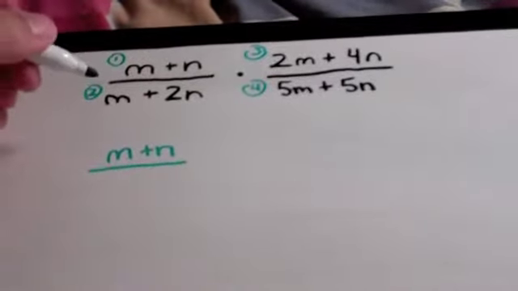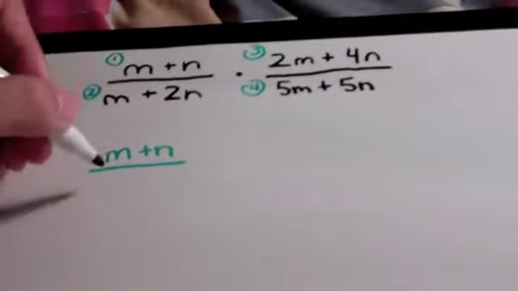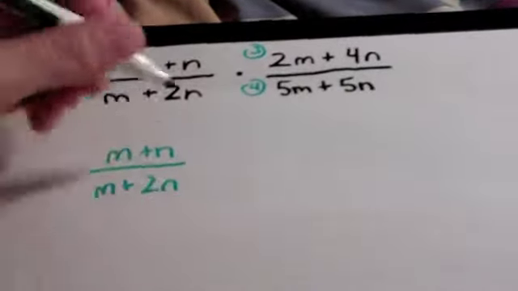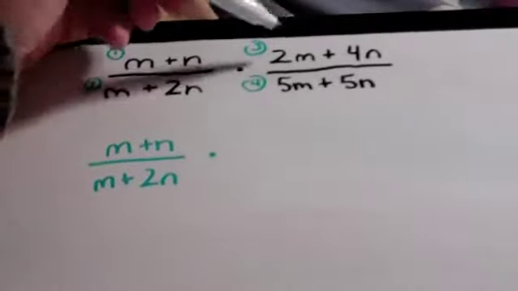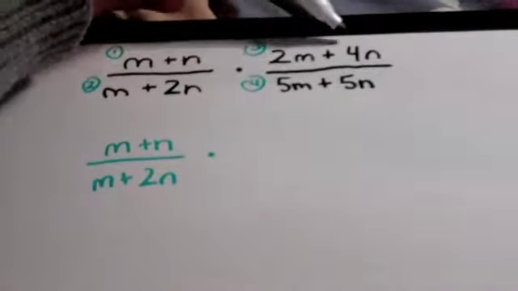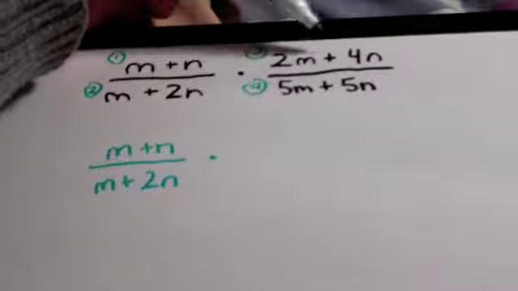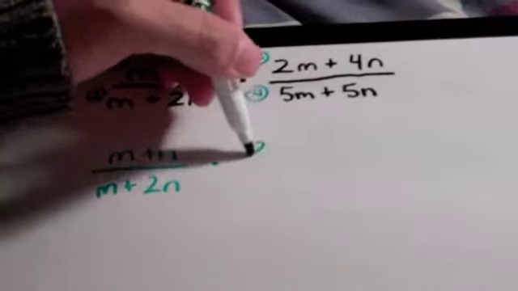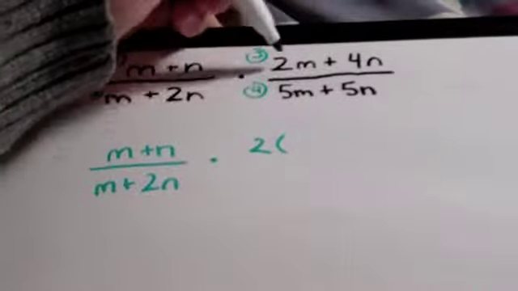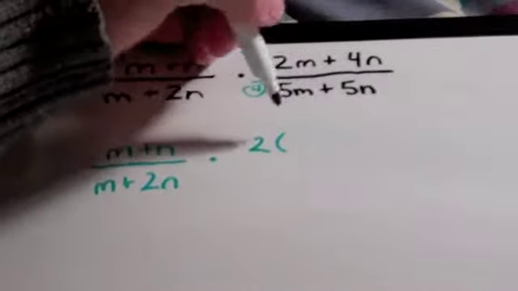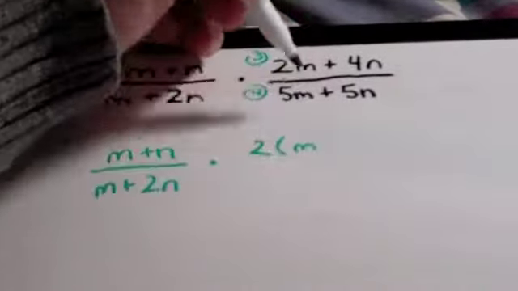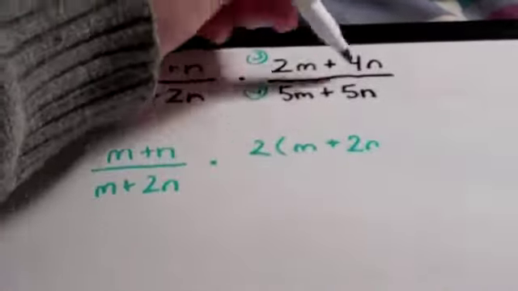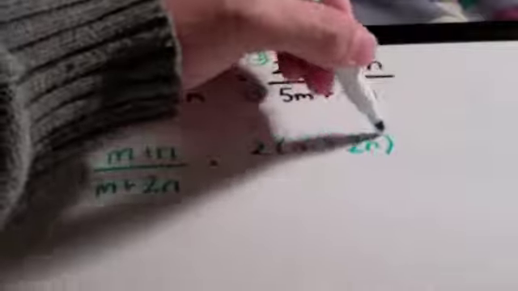M plus 2n, again, these have nothing in common that I can pull out, so this is just going to be m plus 2n. 2m plus 4n. Now the coefficients here, we can take a 2, they're both divisible by 2, so we'll pull a 2 out. Now how do I get back to this? So I'll have to multiply this by m to get 2m, and this by 2n so that we can get 4n over here.